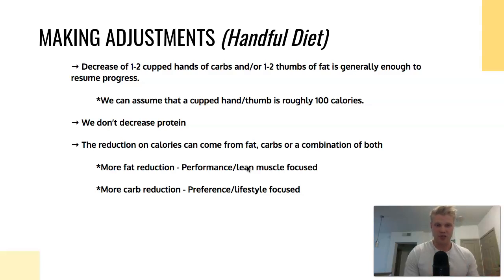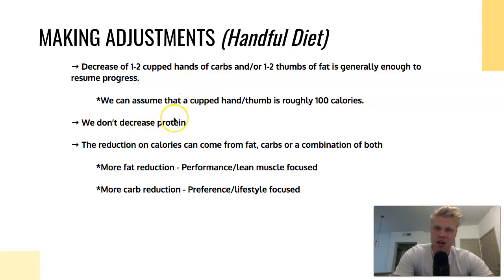Again, the handful diet isn't quite as precise, so here it's hard to make as precise of adjustments, but it's perfectly fine if this is the approach you prefer, because we can still make adjustments here. We know regardless, we're still decreasing intake, and we still have all this other data to work with to tell whether you're progressing or not. So just like before, you could do 1 thumb of fat, 1 handful of carbs. You could just pull 1 handful of carbs if you only want to decrease 100 calories, or 1 thumb of fat. If you want to be more aggressive, you can pull 2 total, so 1 thumb of fat, 1 cupped hand of carbs, or 2 of fat or 2 of carbs, whichever is your preference.